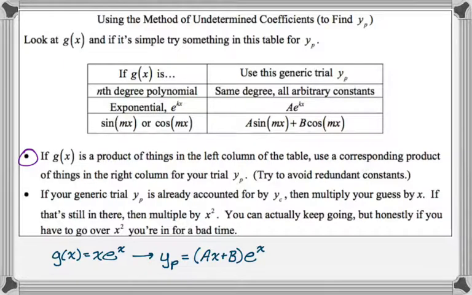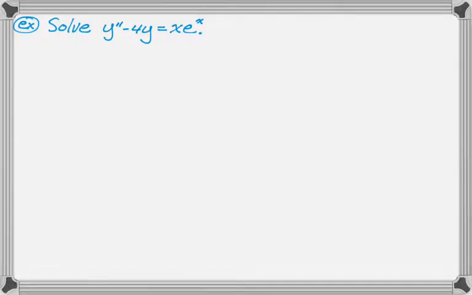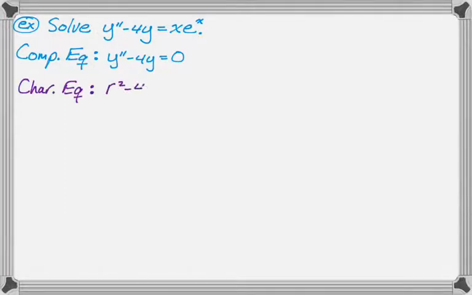All right, let's actually do a problem. We've got y double prime minus 4y is equal to x e to the x. We do this in pretty much the same way that we would any other problem where we're using undetermined coefficients. First, we want to solve the complementary equation, which is just the homogeneous version of this differential equation. We're going to find the characteristic equation, which is a quadratic. We're going to solve the quadratic by factoring in this case, and that gives us two real distinct roots. And so we know how to write the solution to that.